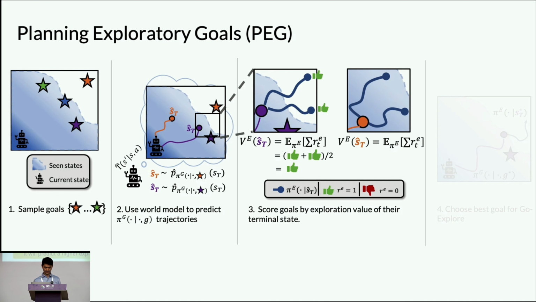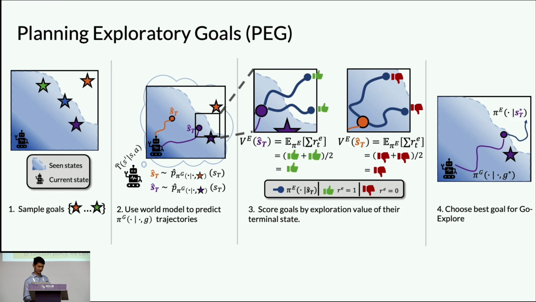And you can see likewise for this orange star goal, it's actually more poor. And what's very interesting in this example is that the orange star goal, if you just took the value function of the orange star goal directly, it would have high exploration value. But since we're actually reasoning about how the goal condition policy rolls out, we can actually more intelligently select goals that give us high exploration value. So we will just use the purple star for Go Explore.